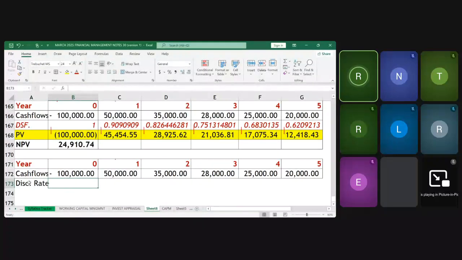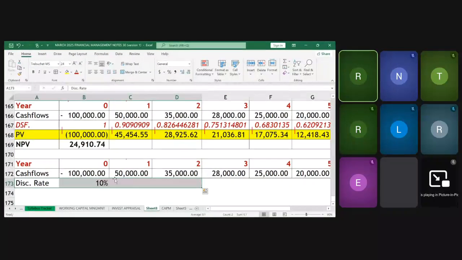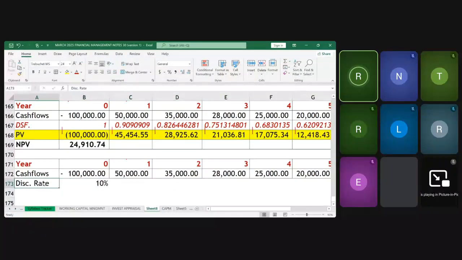Another method, I put my 10% there. That's my discount rate. I want to calculate NPV in a quicker way that is simple and straightforward. And then from there, I go direct to net present value, right? NPV. So my net present value, I'm going to say, okay, fine.